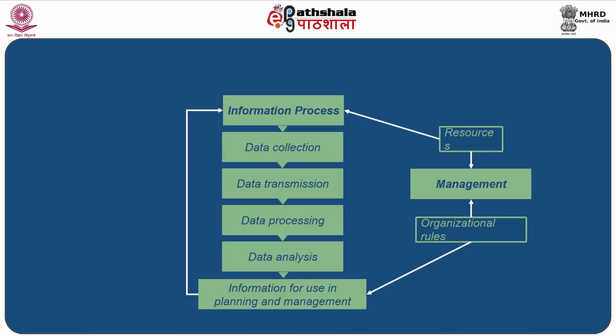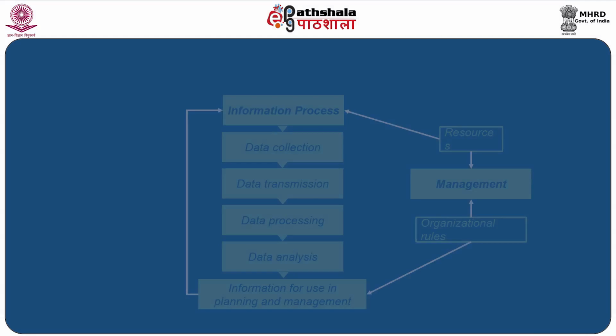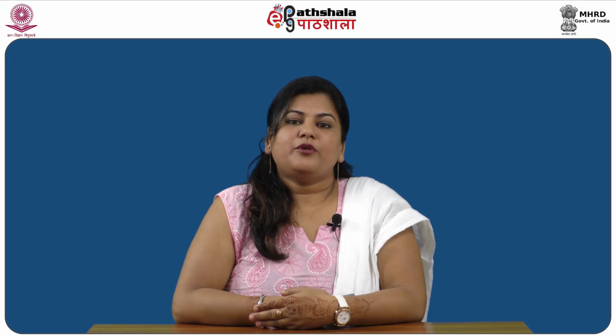Now let us look at the information process. The information process includes data collection at the grassroots level, and this data is fed in at the computers either at the block or the district level, and this data is transmitted to the higher levels where the data is processed and analyzed and the output reports are generated, and this information is used for planning and management by decision makers like policy makers and program managers. And all of this is guided by organizational rules, and all of this can happen only when there is adequate allocation of resources.